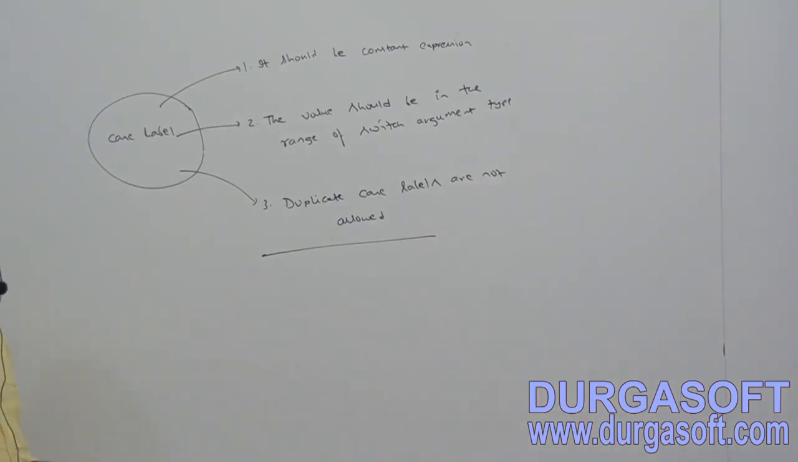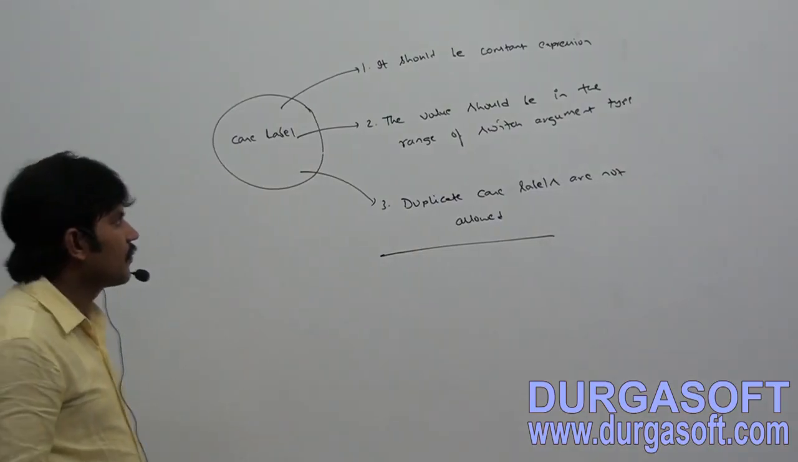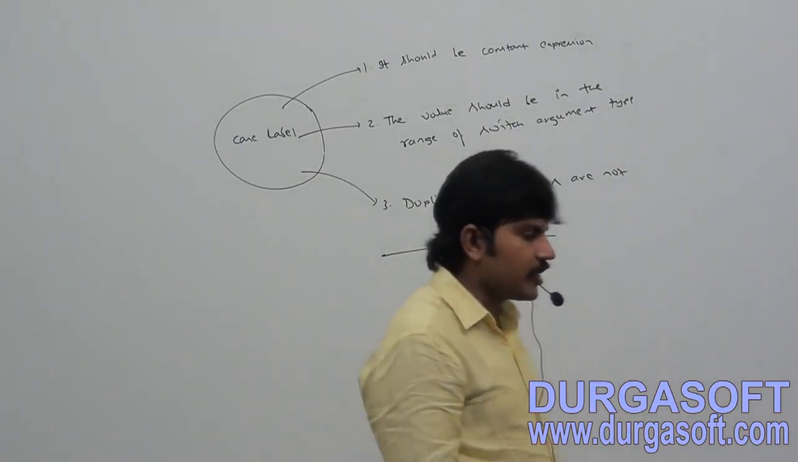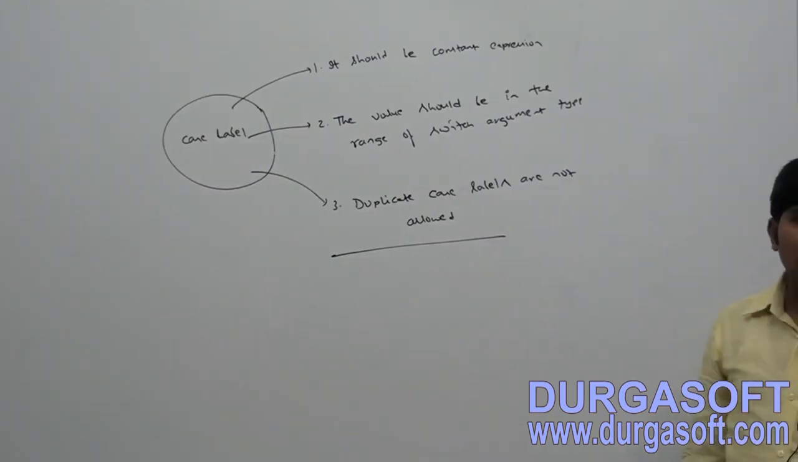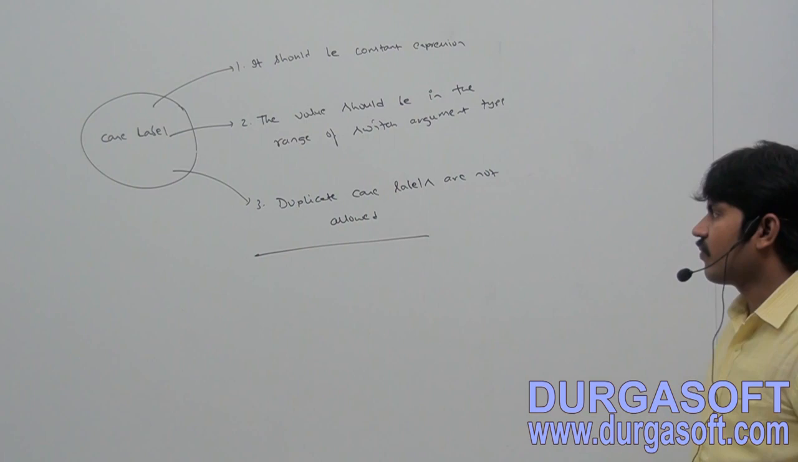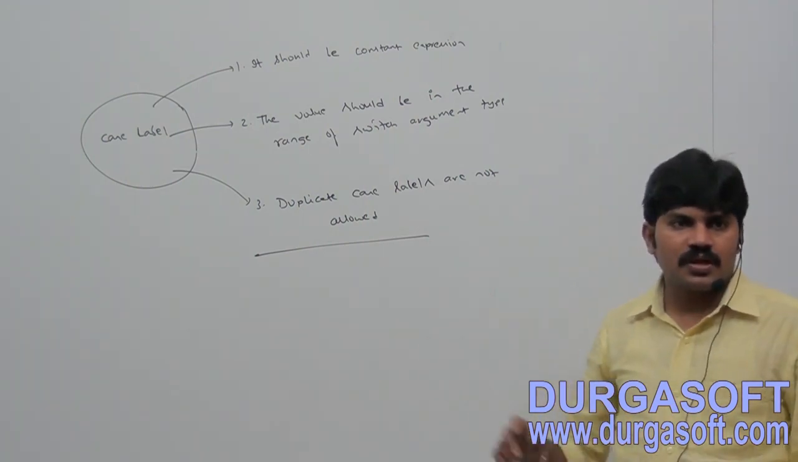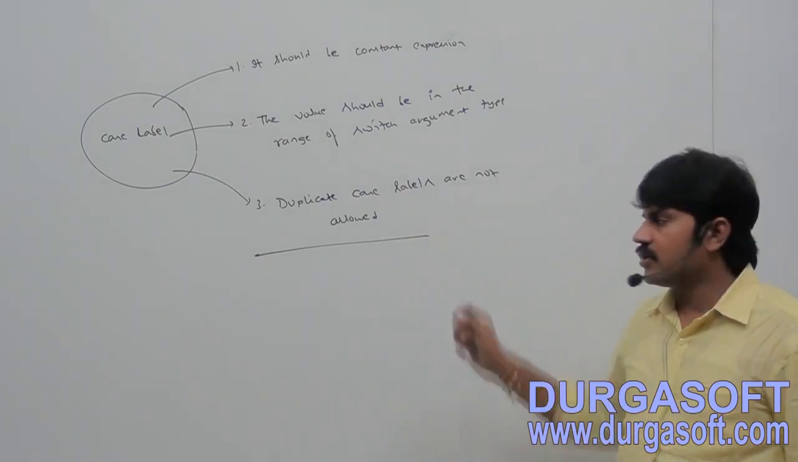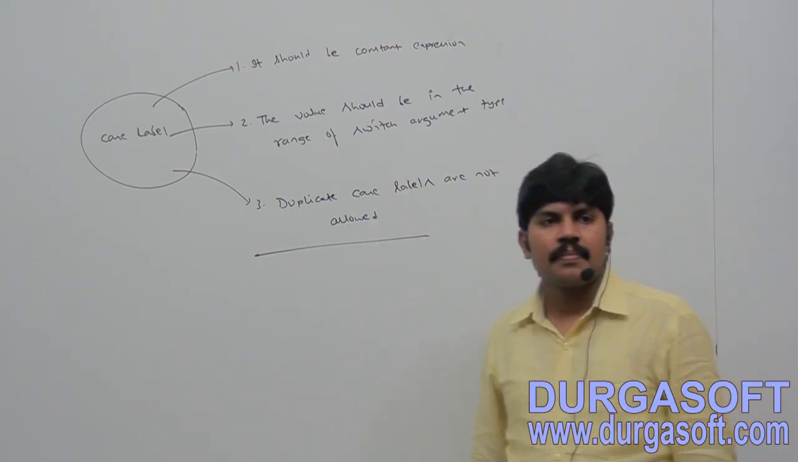Completed, right? It should be a constant expression. Next, the value should be in the range of switch argument type. Next, duplicate case labels are not allowed. I hope it is clear for all of you, right? This is the duplicate case label summary.